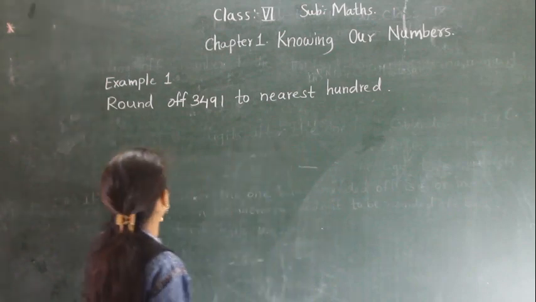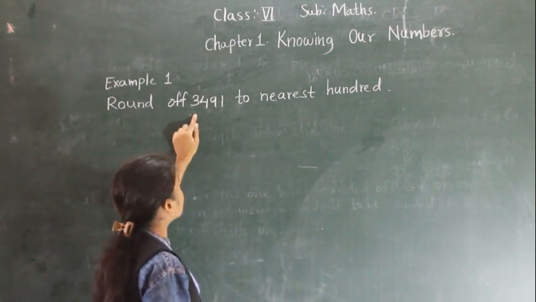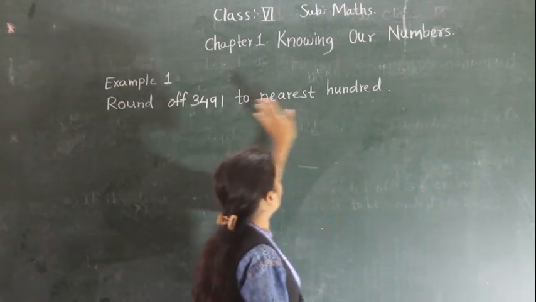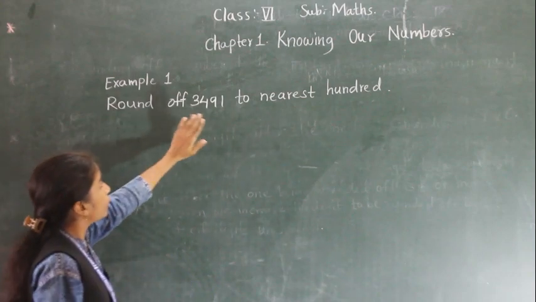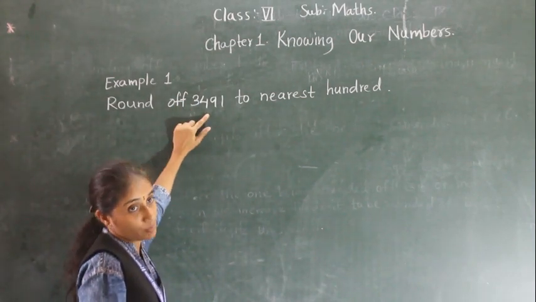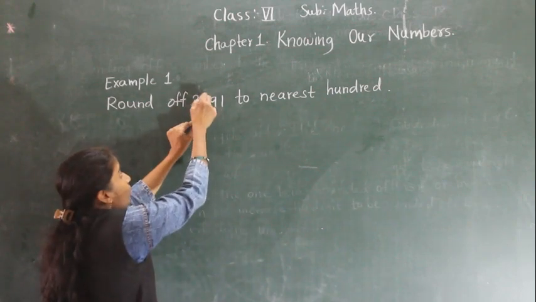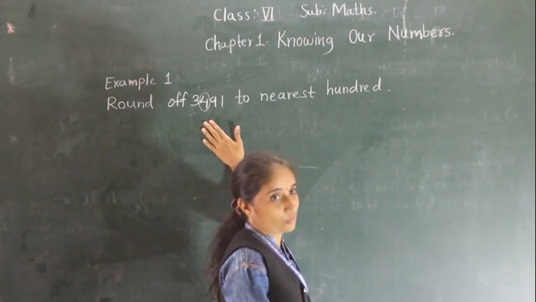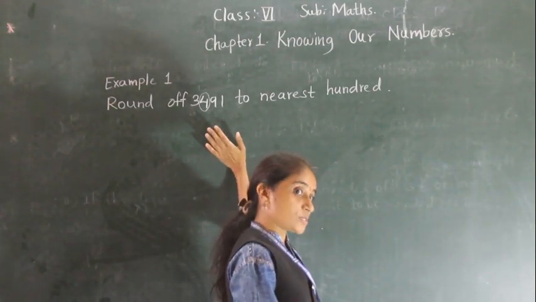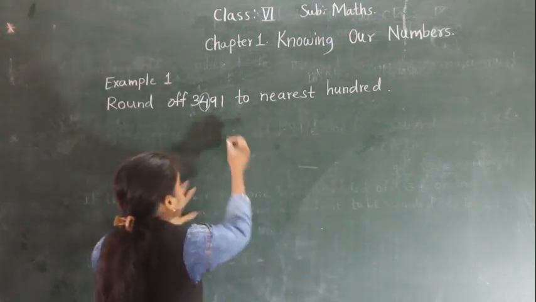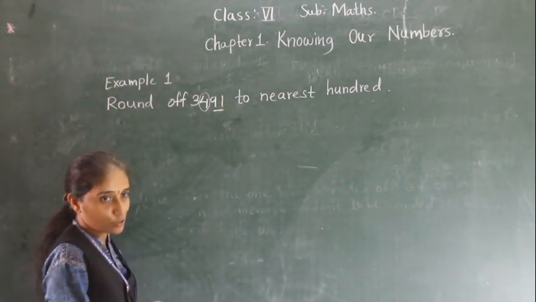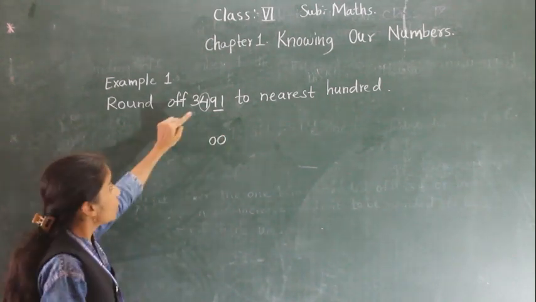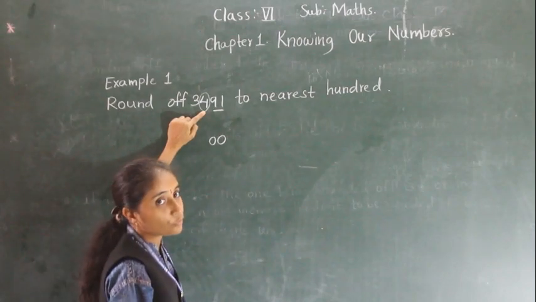Let's see example 1. Round off 3491 to the nearest 100. So we are going to round off the 100's place. I will help you understand. This number we are going to round. What is the process? After that, whatever digits are there, we are going to place 0 for them, 0, 0. Which digit are we going to round off?